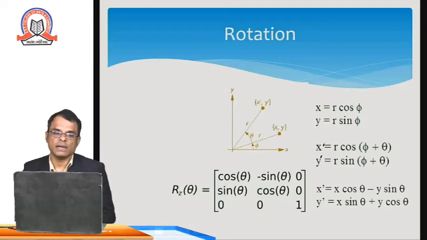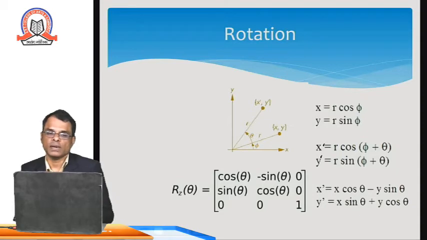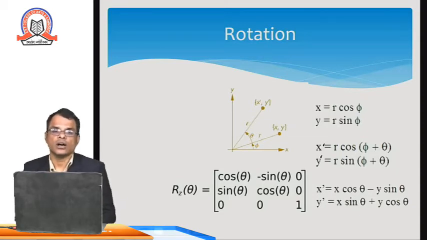Now we can represent this in a matrix format. So when you multiply the coordinates with this matrix, you get the new coordinates, which will be the rotated points. So this way, a 2D transformation of type rotation happens.